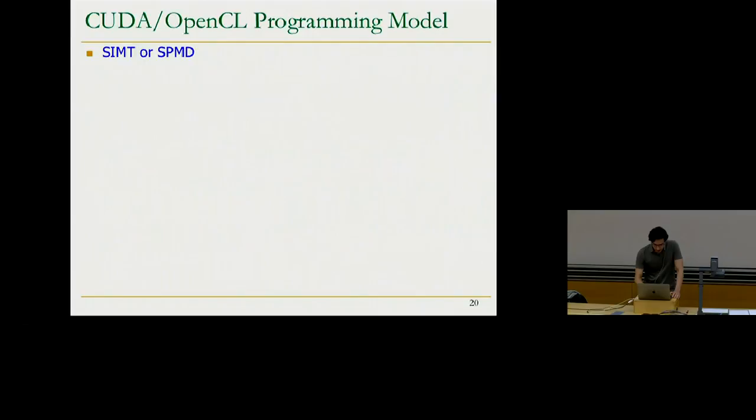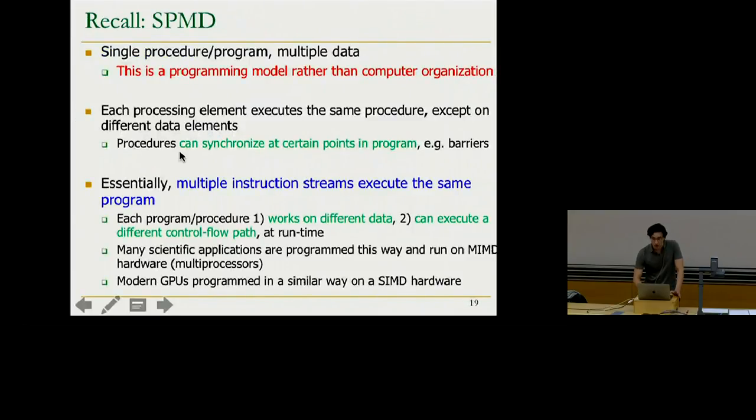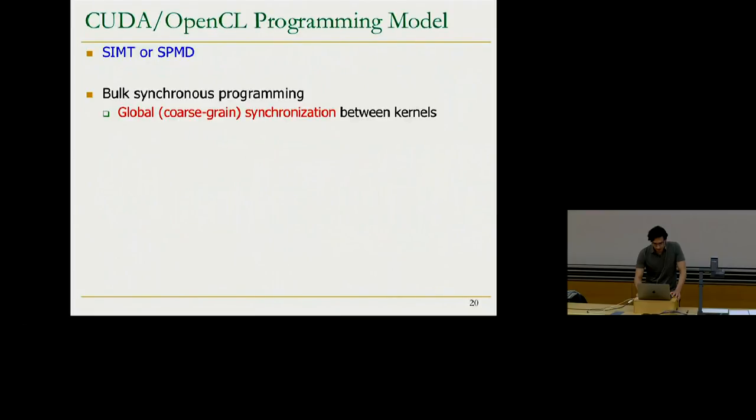Also recall this, these procedures or these threads of execution can synchronize at certain points in the program. We are going to talk about that. They work on different data, and they can execute a different control flow path. We yesterday already talked about what were the implications of branch divergence, right? Now we are going to deal with this again from a software point of view.